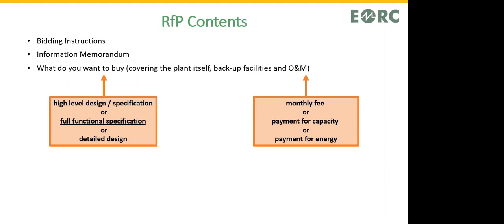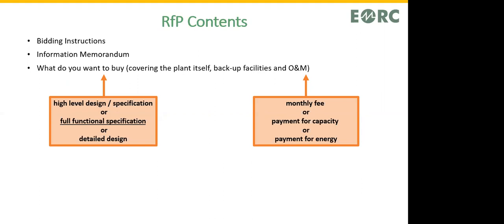Also, how you're going to pay for this. Is it a monthly fee, payment for capacity, or payment for energy? And in each case, we would argue payment for capacity. And by that, we mean you're buying a certain amount of energy delivered to you. You don't want to pay for the kilowatt hours because the seller is then worried about the volume risk. Are you actually going to buy all the power that he can deliver?